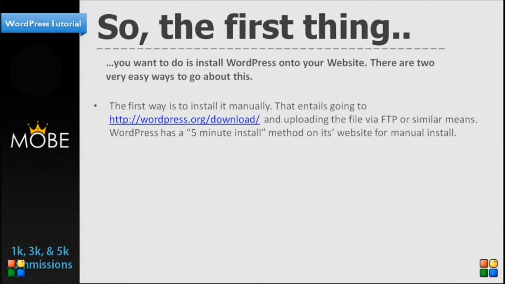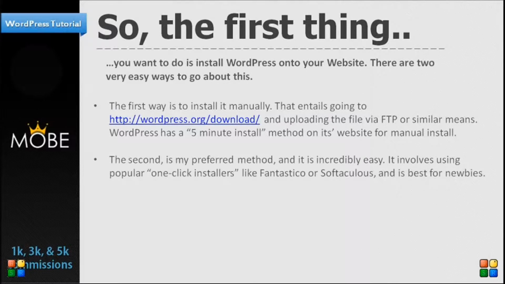The first way is to install it manually, and that entails going to wordpress.org/download and uploading the file via FTP or similar means. WordPress has right there on its website a 5-minute install method and instructions on the website for manual install.